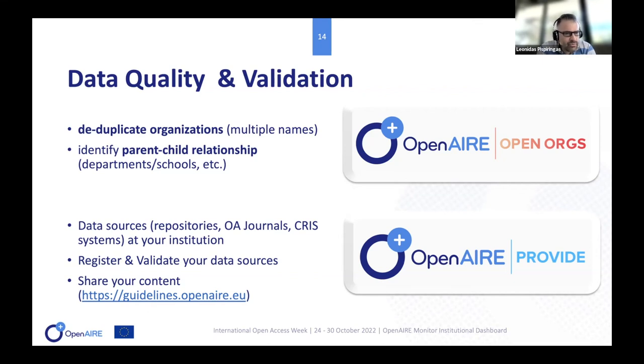And of course, another important thing is that you inform us for all the data sources you have at your institution regarding any repositories you have or any open access journals or even CRIS systems at your institution. And it is very important to register and validate your data sources in the OpenAIRE Provide service by following the OpenAIRE guidelines so that they are incorporated in the OpenAIRE Research Graph, and this way will provide you at the monitor service even better results with quality, and the profile will be validated.